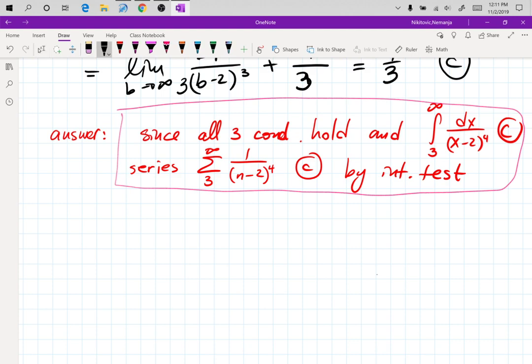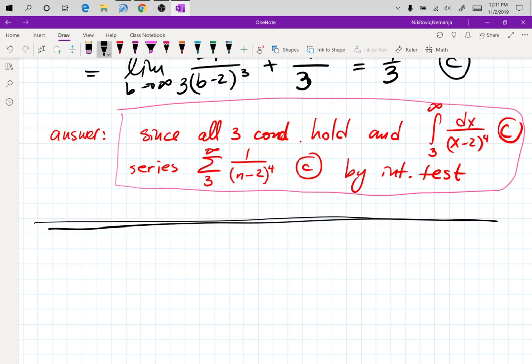Let's take a look at another problem because we can. And then we're done with this section. The next thing, for the next hour of the class, we'll just do the review. So let's take one more problem.